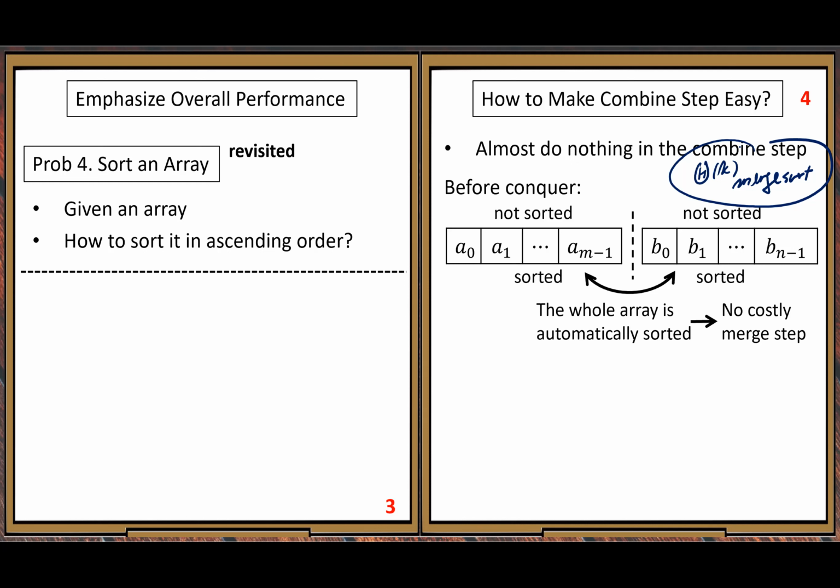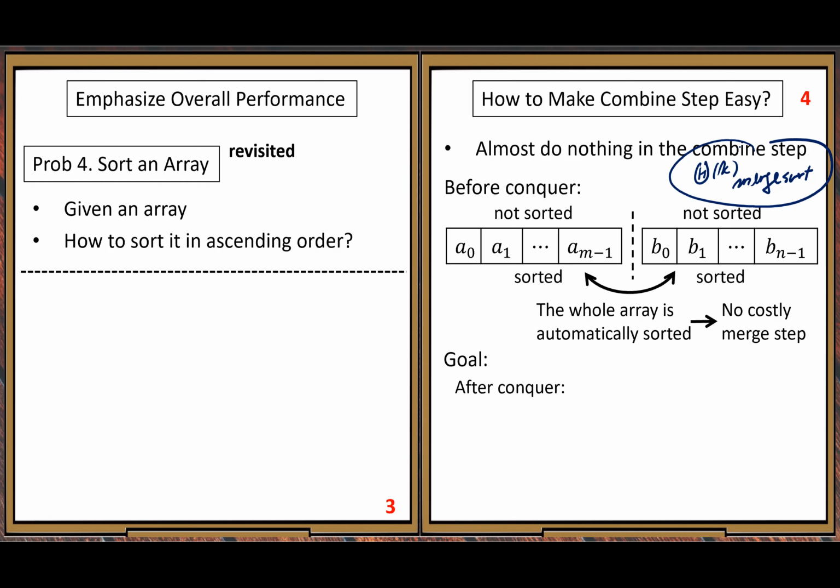In this way, we avoid the costly merge step that we use in the merge sort. But it can only happen when you have some good property in your data. So we need to know that property. What is that property? We want to see it.